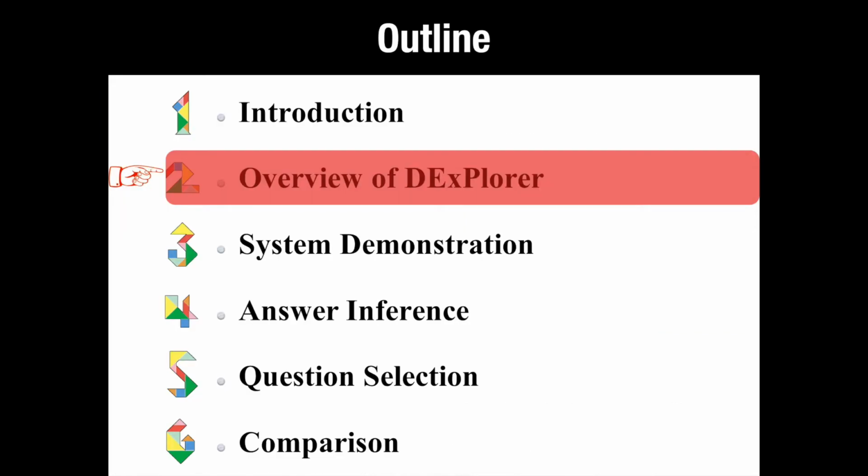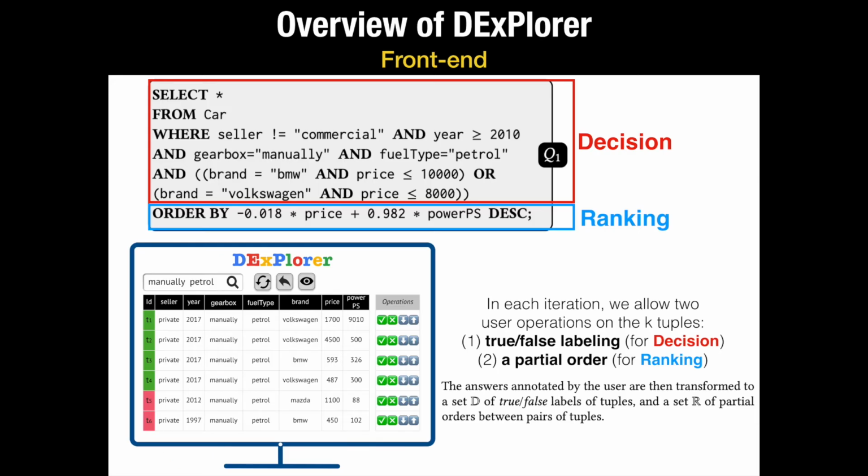Then let me give an overview of our system, DExplorer. There are 2 parts of DExplorer, front end and back end. In the front end, it will interact with the user in multiple iterations until the user budget is used up or the answer cannot be improved. In each iteration, we allow 2 operations. You can click to annotate a tuple to be either true or false, or drag to annotate that one is ranked higher than another. The answers annotated by the user are then transformed to a set D of true or false labels of the tuples, and a set R of partial orders between pairs of tuples.